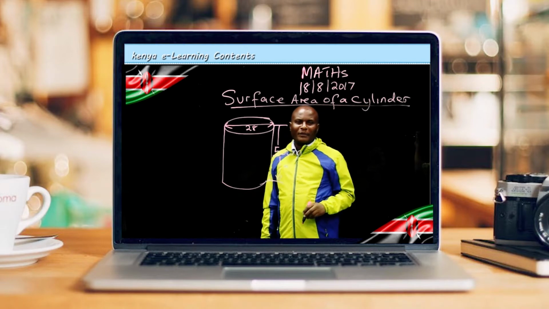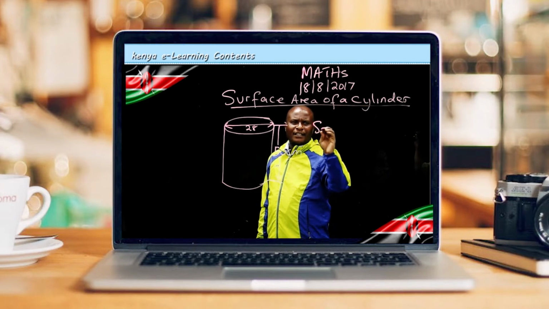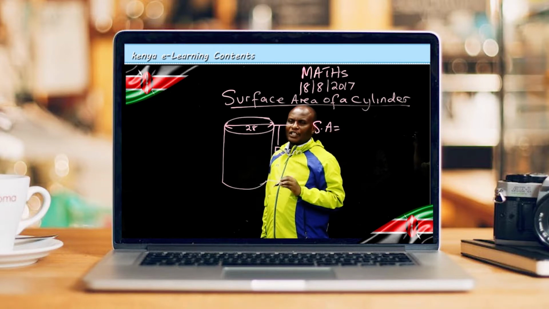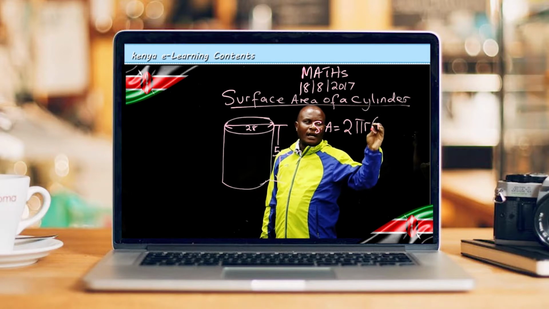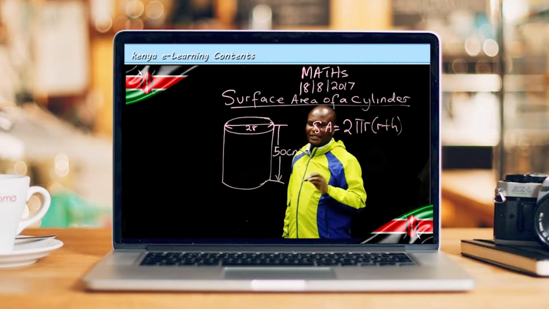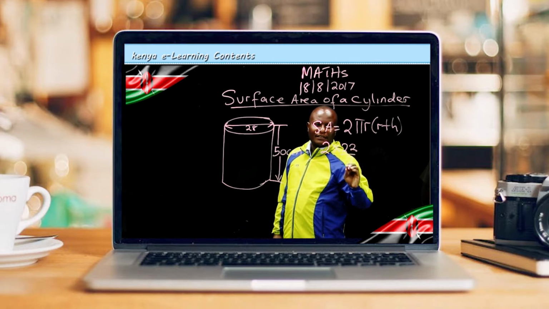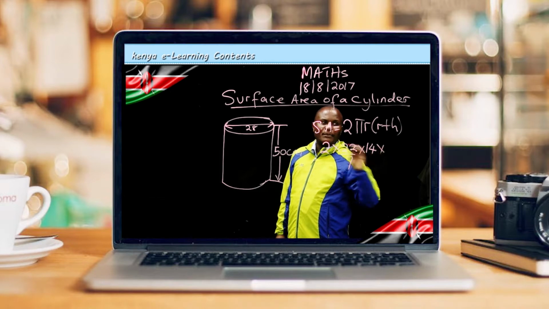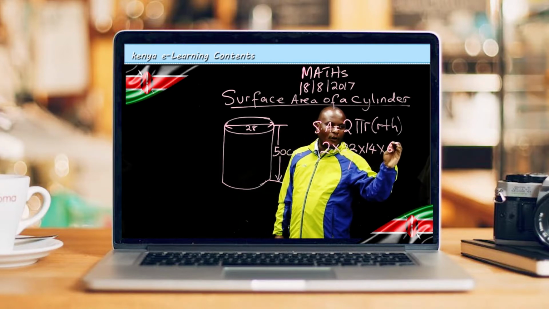The surface area of this shape, we said we have a shortcut, and we have the surface area of the closed cylinder. We said it is 2πr(r + h). So what we need to do is just to substitute. So we have the pi, that is 2 times 22/7 times radius 14 times 14 plus 50, you get 64.